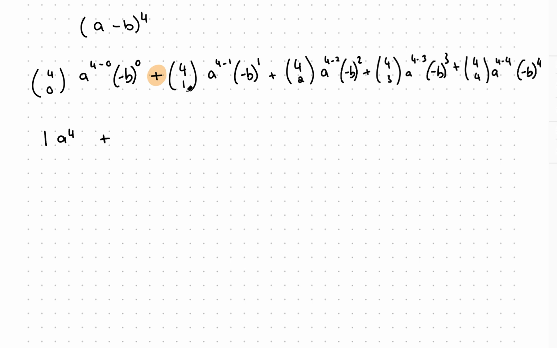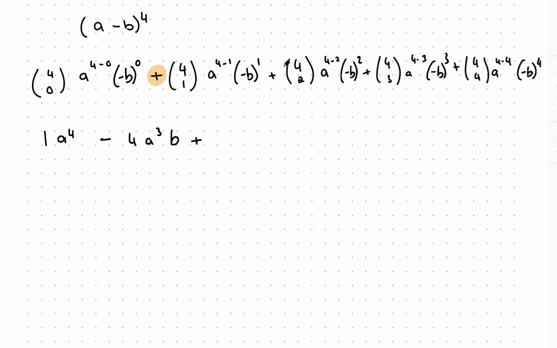The next one then, 4 choose 1 is 4. A to the 4 minus 1 is a cubed. And then minus b to the power of 1 multiplied by this. That's what I'm going to have: minus 4a cubed b, because minus b to the power of 1 is minus b, and then it's multiplied by all of this. A minus by a plus is a minus.